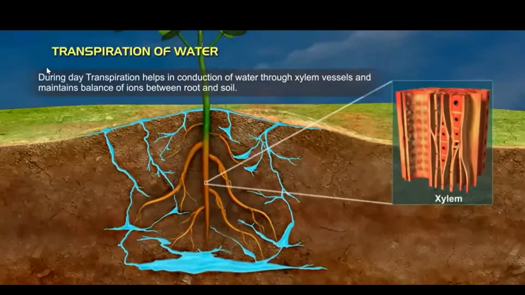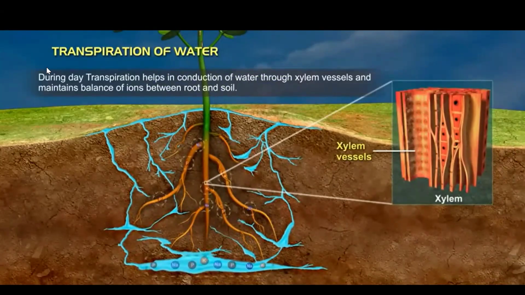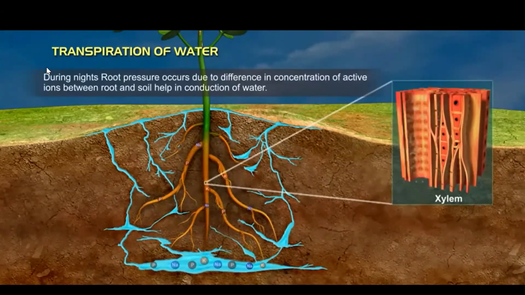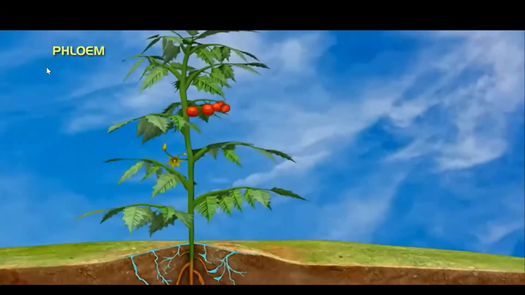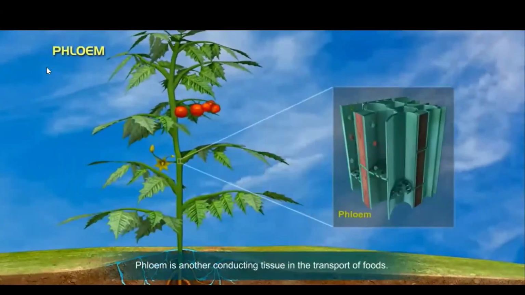During the day, transpiration helps in conduction of water through xylem vessels and maintains balance of ions between root and soil. During nights, root pressure occurs due to difference in concentration of active ions between root and soil, which helps in conduction of water. Phloem. Phloem is another conducting tissue in the transport of foods.